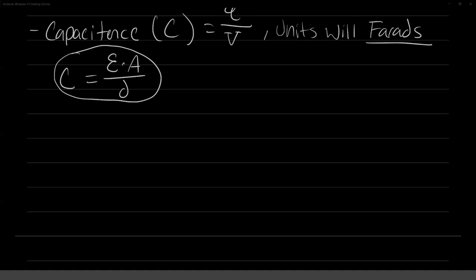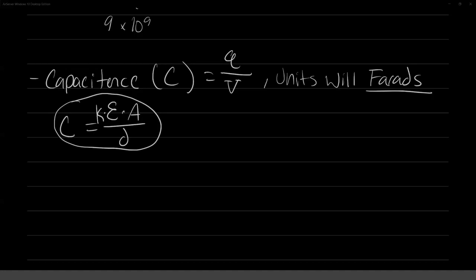So, oops, I forgot the K. K times epsilon times area over distance. I guess there would be some cases where you wouldn't need the K, but for that, you probably would just use this one, right? So this is where the K gets a little bit different.